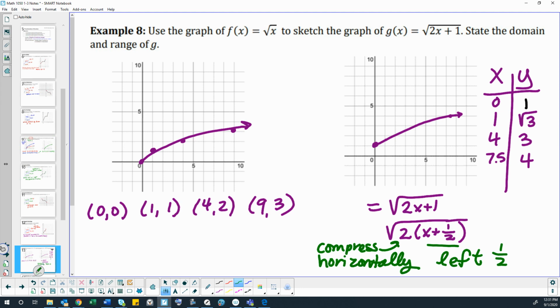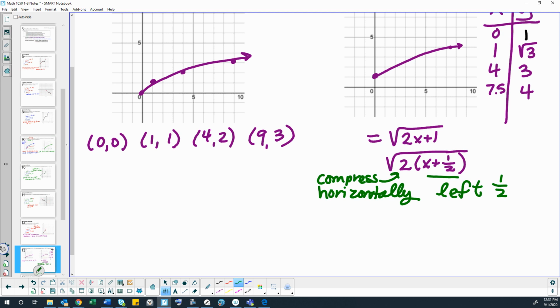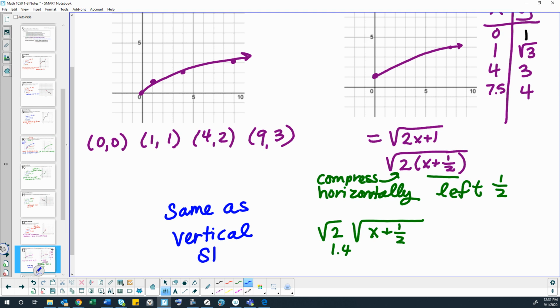Let me show you another little tricky thing you can do if the compressing horizontally stuff is messing with your brain. You can actually take that out. So we have a square root of 2 in front of our square root of x plus 1/2. That changes this to a 1.4 there. I think I have the right decimal this time. So instead of thinking of this as a horizontal compression, we can now think of this as a vertical stretch of 1.4. So a horizontal compression of 2 is the same as a vertical stretch of square root of 2.